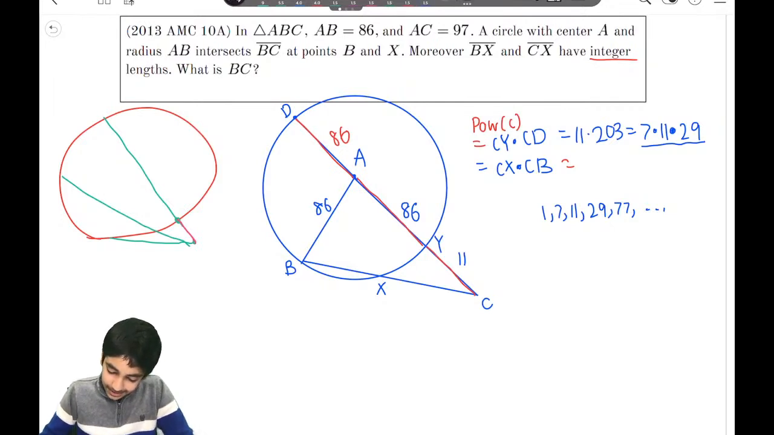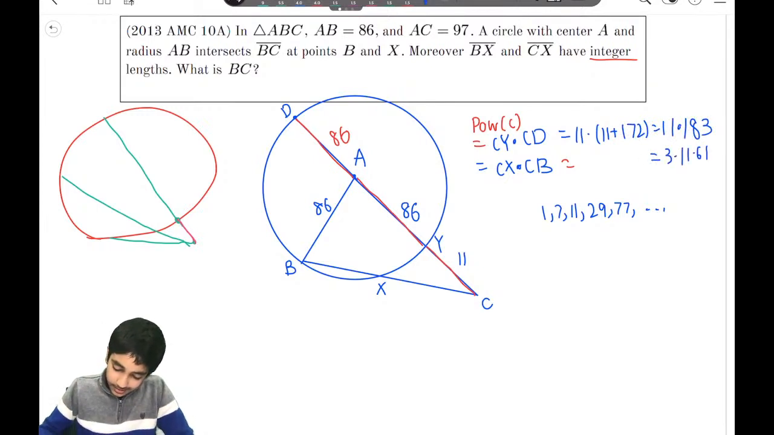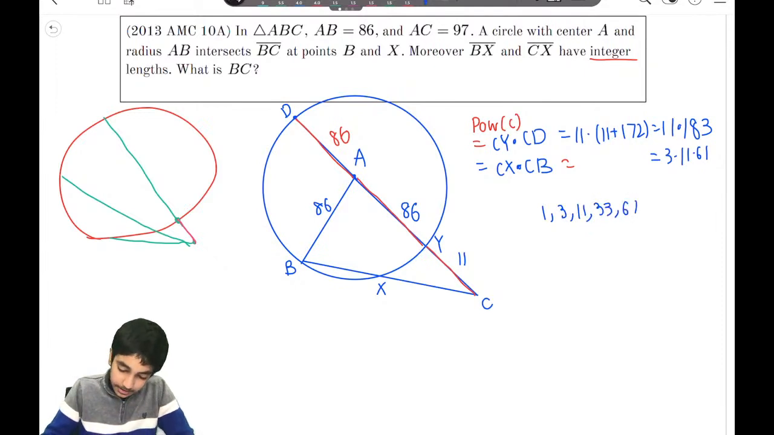Oh yeah, sorry. This should be, yeah, you're right. This should be equal to 11 times, 11 plus 86 times 2 is 172. So 11 times 83, 183, which is equal to 3 times 11 times 61. Yeah, sorry. So basically, it's still a similar idea. We have 1, 3, 11, 33, 61, right?